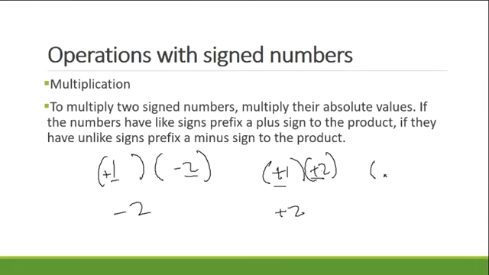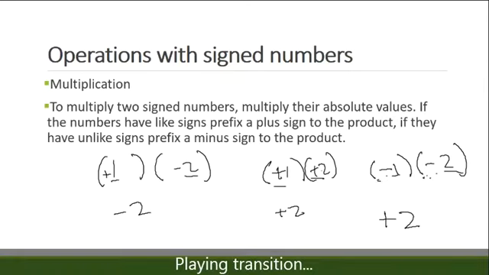Now, parehas negative naman. Negative 1, negative 2. Kapag minultiply mo yung parehas na negative, again, multiply the absolute value of the numbers. 1 times 2 is 2. And sabi dito, kapag like signs, positive ang sagot. So, magiging positive ang product ng dalawa. Next.